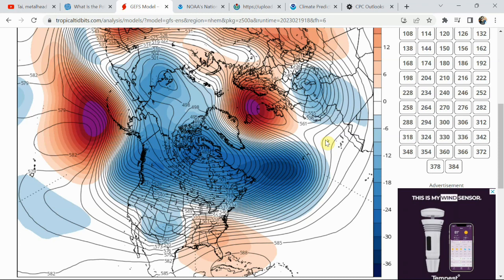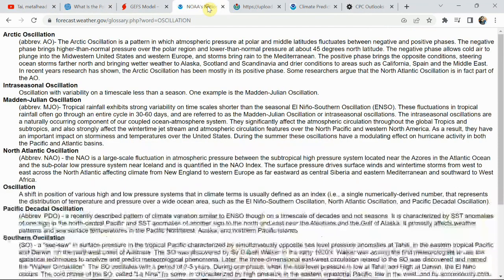All three of these can be relevant to winter weather, but we're mainly going to be talking about the Arctic one. We're going to talk about the NAO and PDO in regards to hurricane season, which will be down the line. That being said, let's go ahead and talk about some of the definitions behind these.